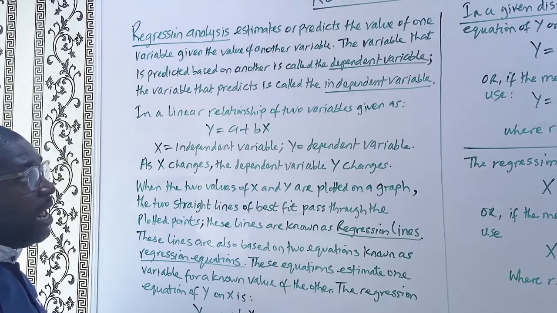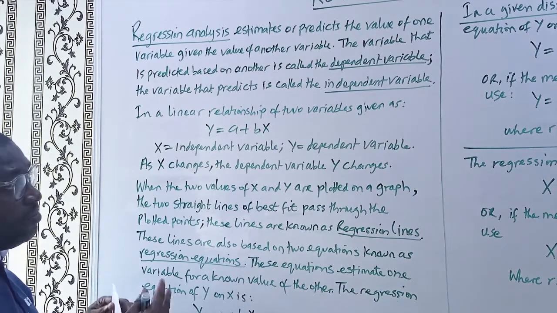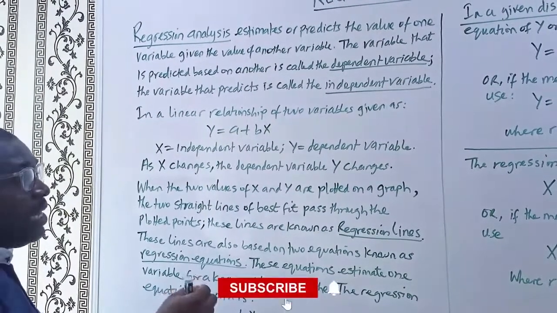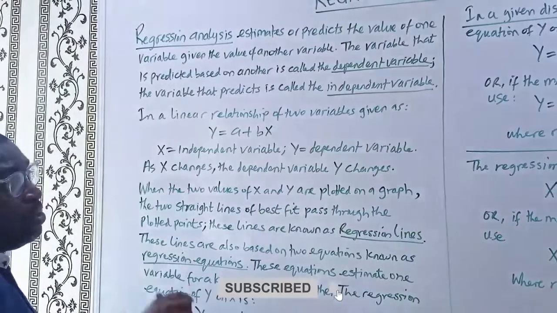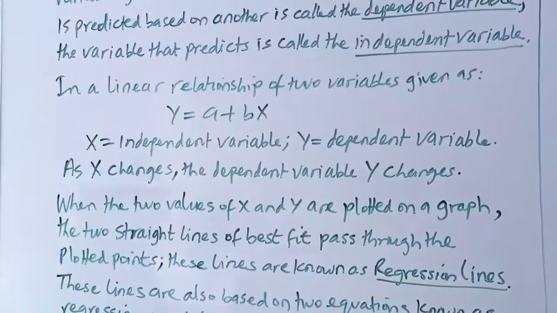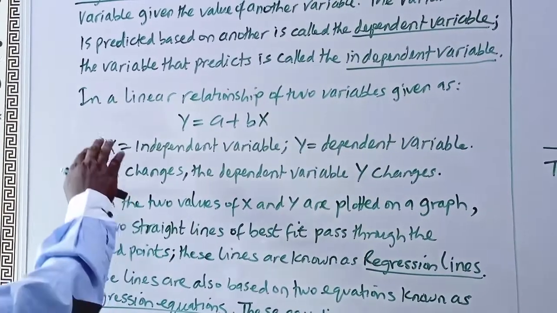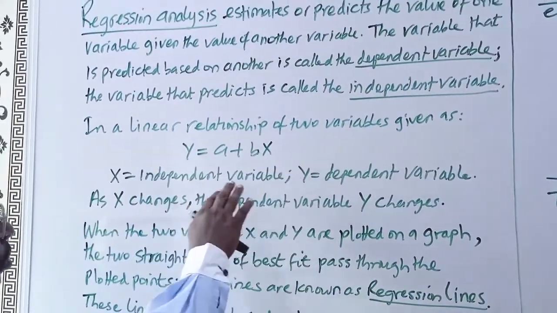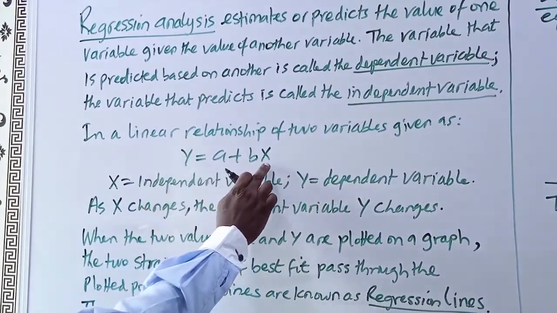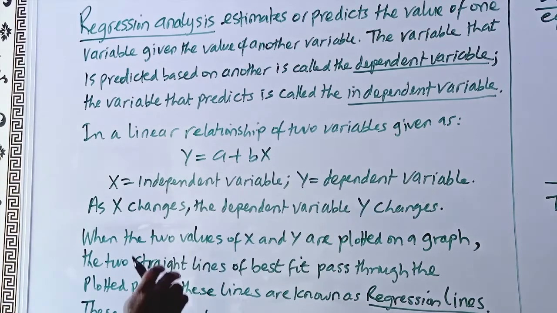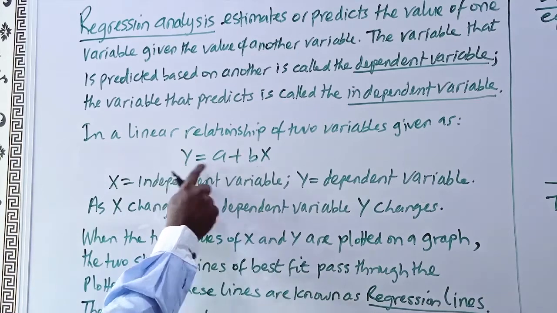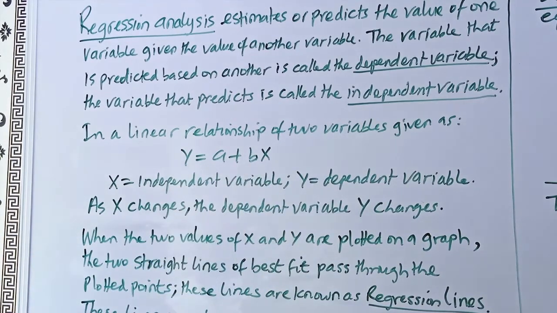The independent variable can assume several values. So when you impute any value into the independent variable, it will give you the value of the dependent variable. Now, in a linear relationship, we have two variables given as this, where we have y out here and x in here. In this case, y is the dependent variable because it is dependent on whatever the value of x is.